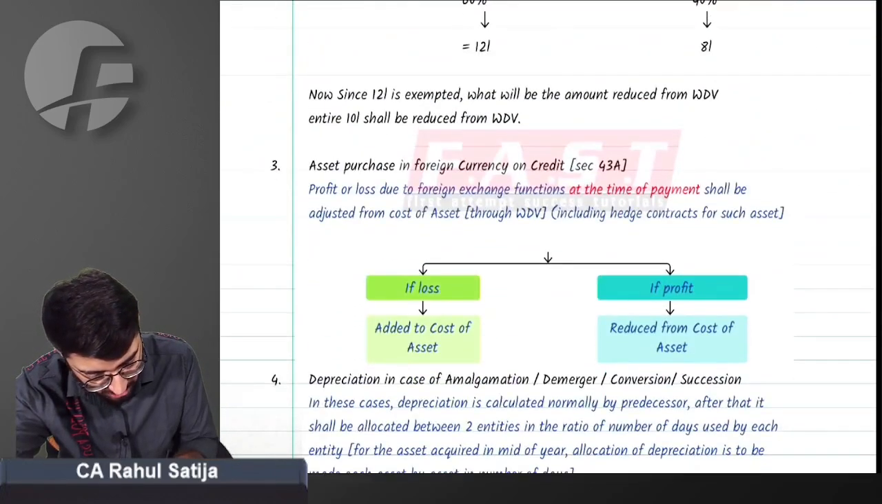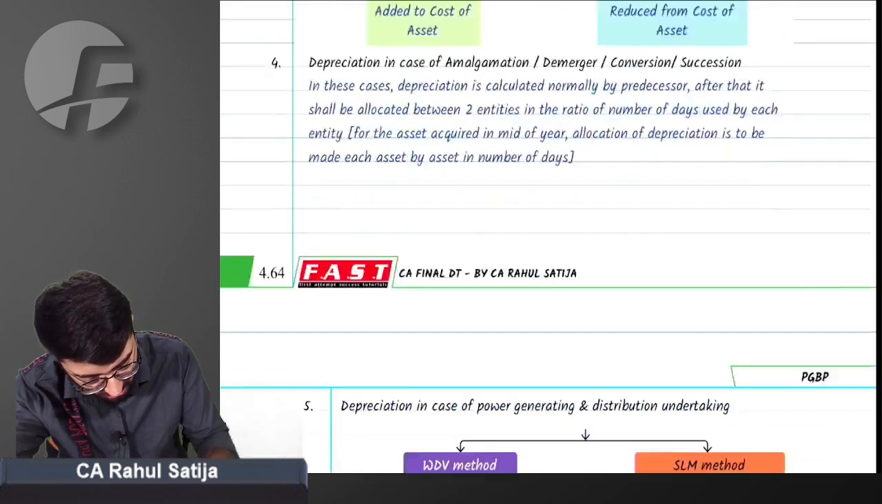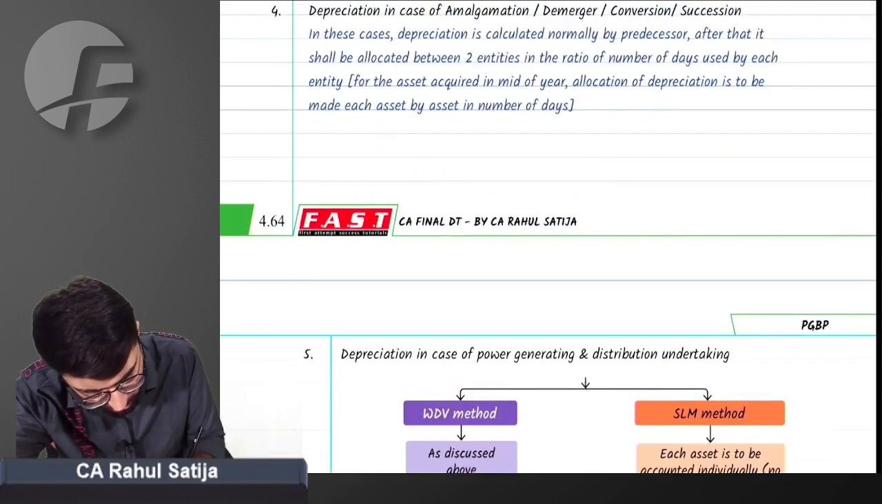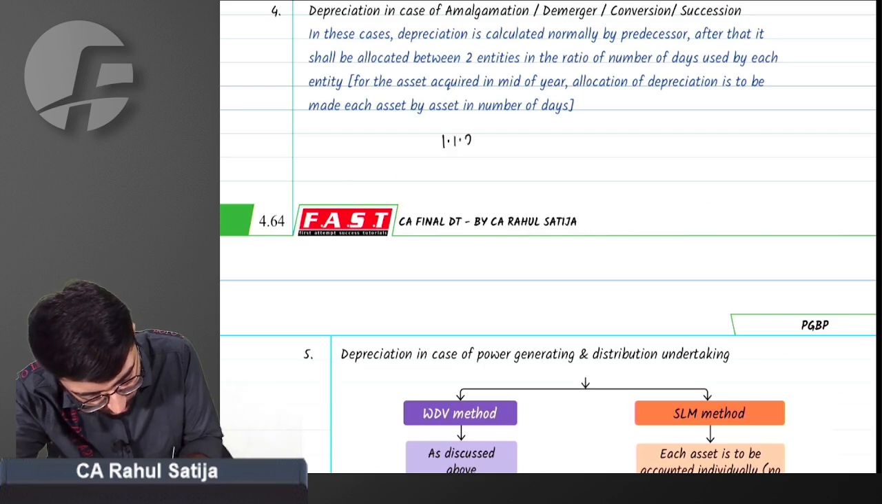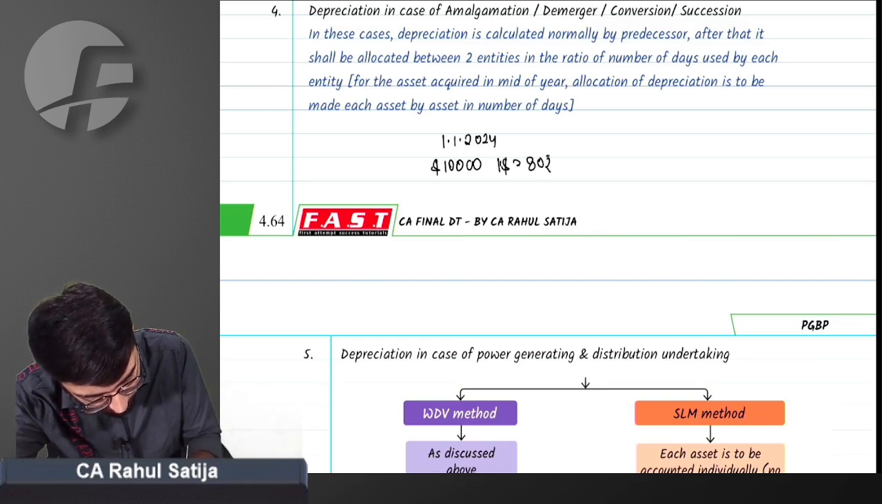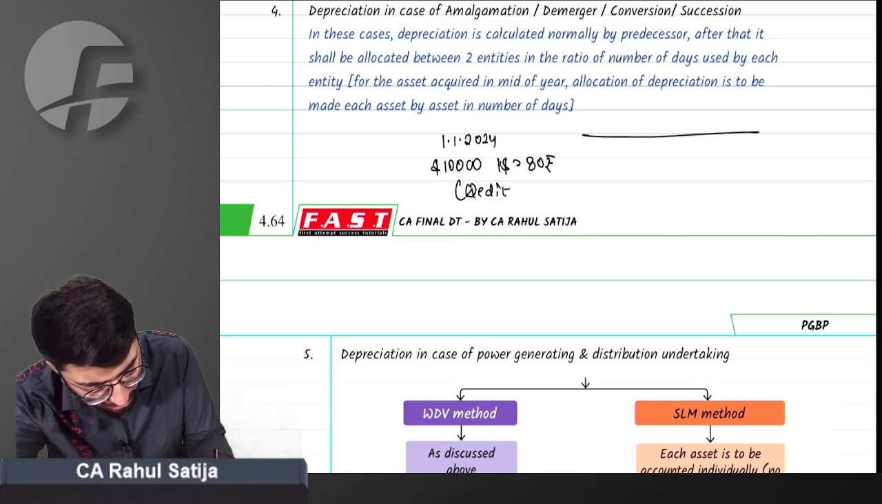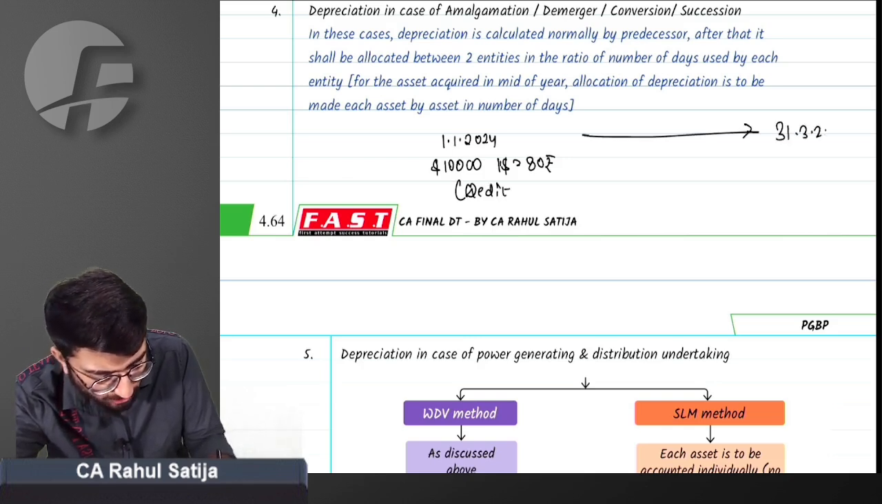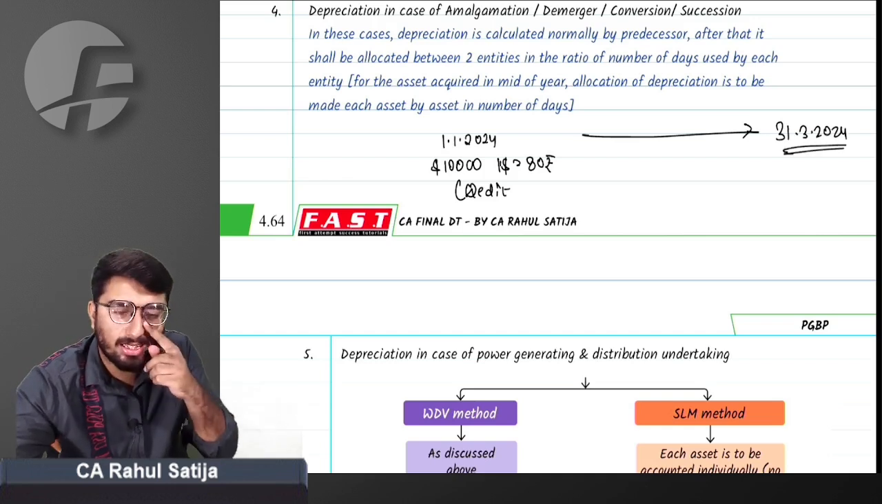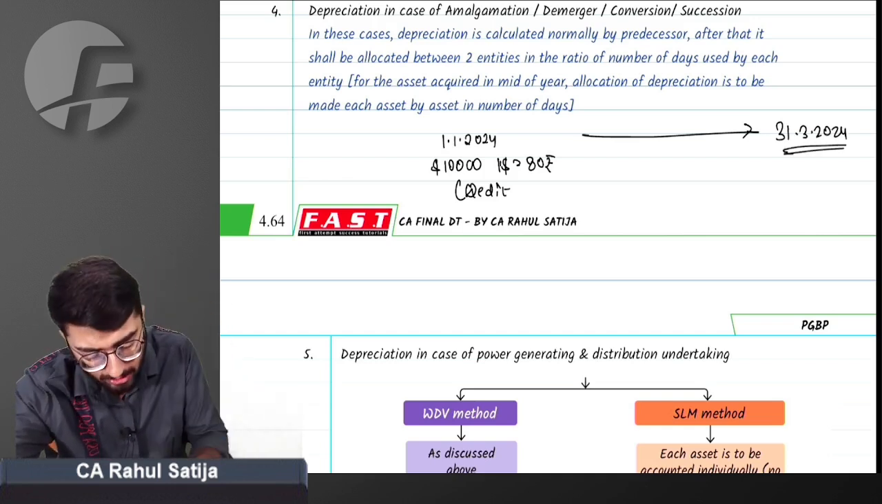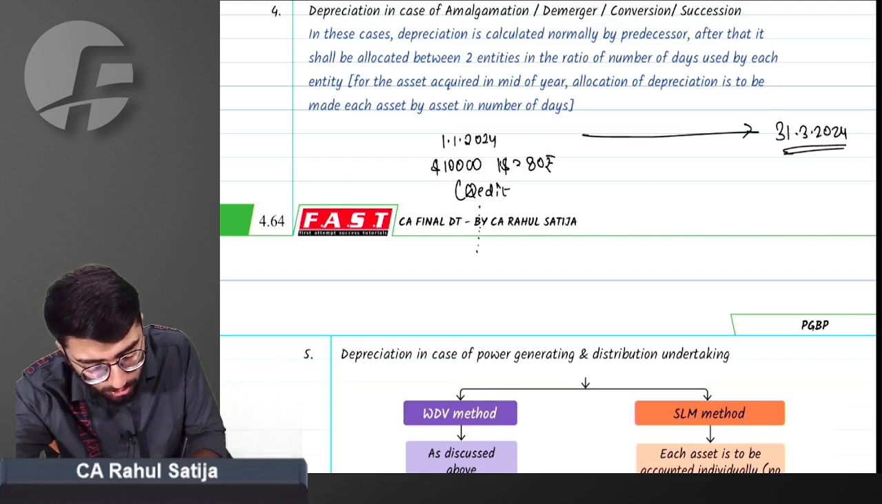So what if an asset is purchased on foreign credit? For example, I bought an asset on 1st Jan 2024 for $10,000. At that time, $1 is equal to 80 rupees, and I bought on credit. I was required to pay by 31st March 2024. I was given credit for 3 months, and I bought that asset on credit.